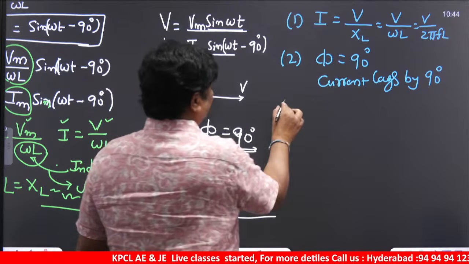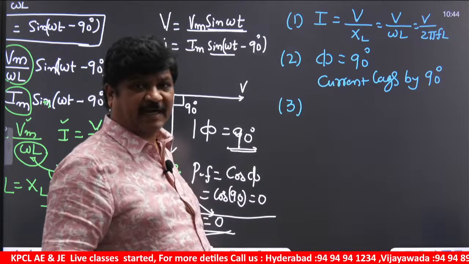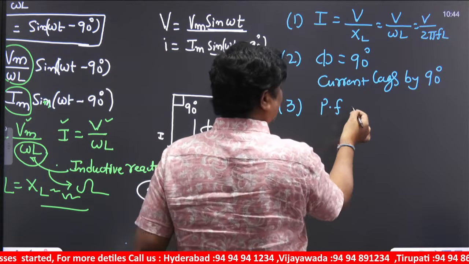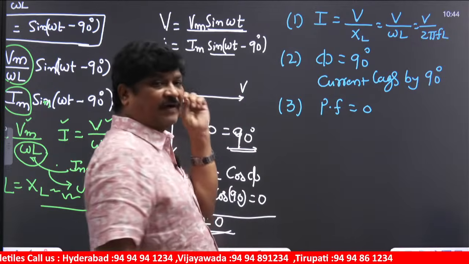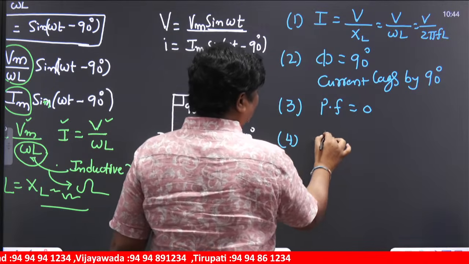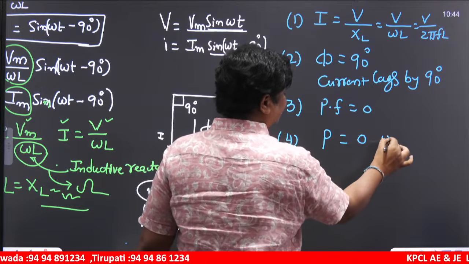Next, third one. The power factor. What is that? The power factor cos phi is equal to 0. Fourth point. Active power P is equal to 0 watt.